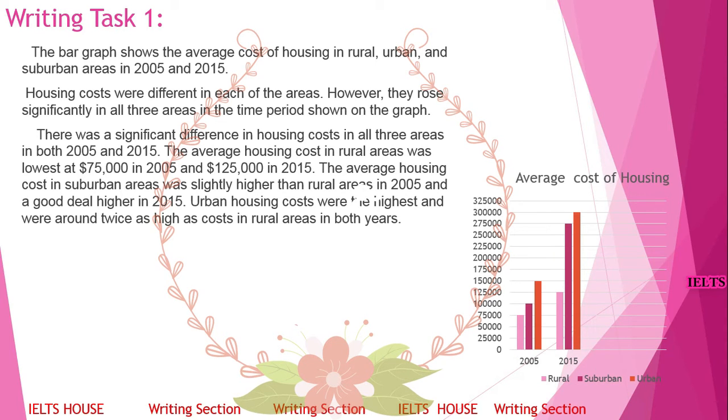The average housing cost in rural areas was lowest at $75,000 in 2005 and $125,000 in 2015.